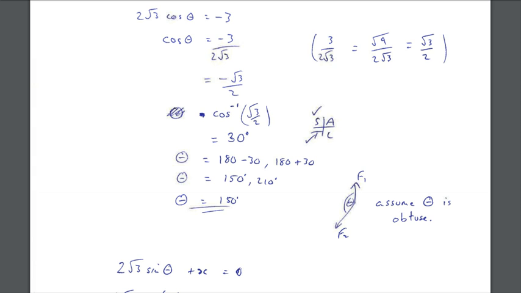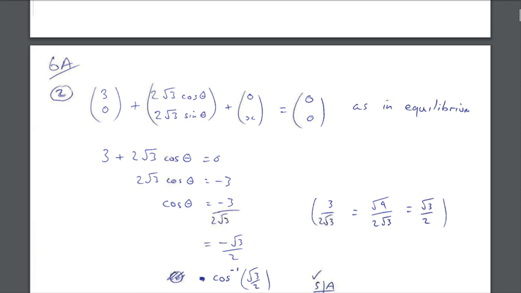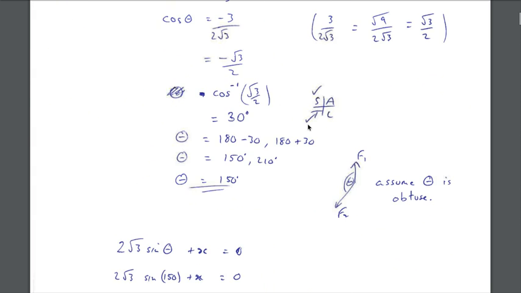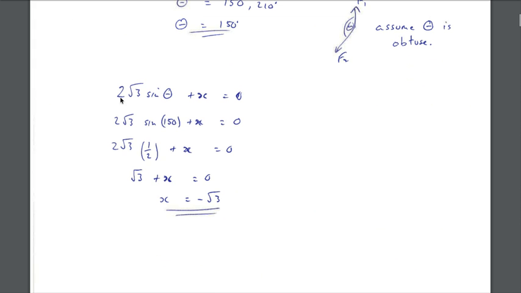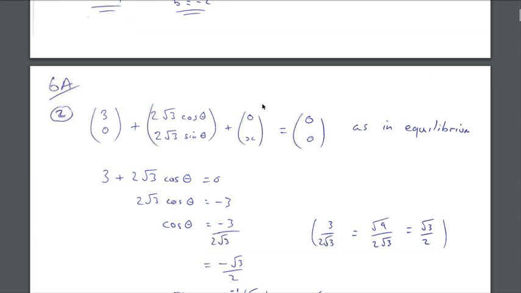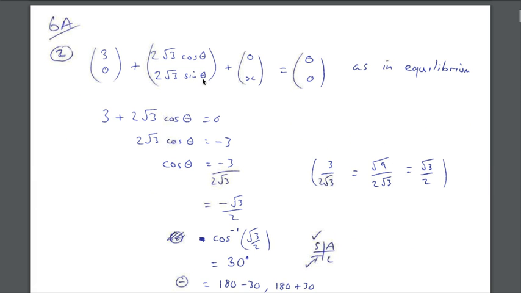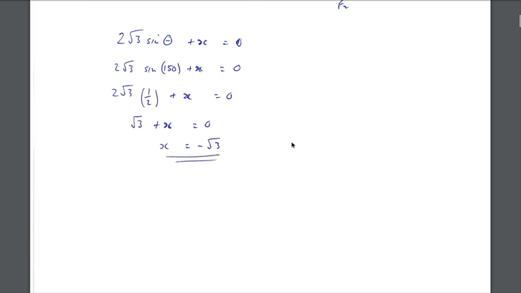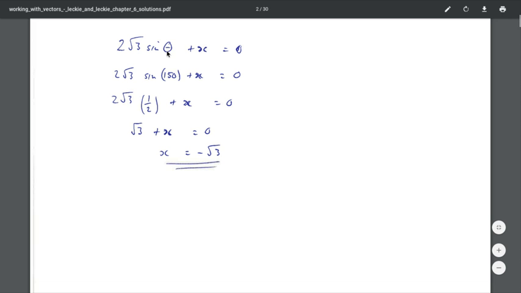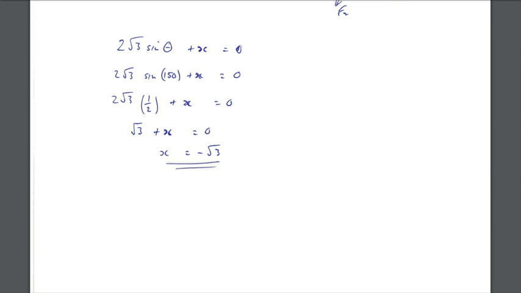And so we have worked out the value of theta. Returning to the top here, we're going to have 2 root 3 sine theta, and we've just worked out theta is 150 degrees, plus x equals 0. Again, that comes from the y components. So looking at the y components, 2 root 3 sine theta plus x equals 0, where theta is 150 degrees because we've just calculated that by considering the x components.